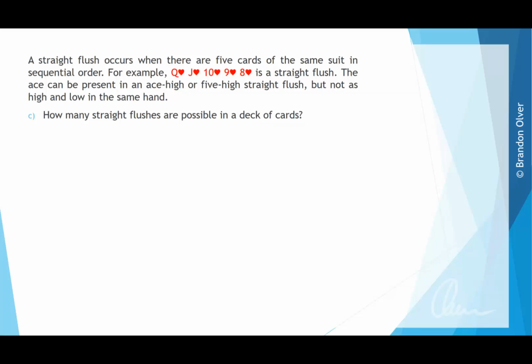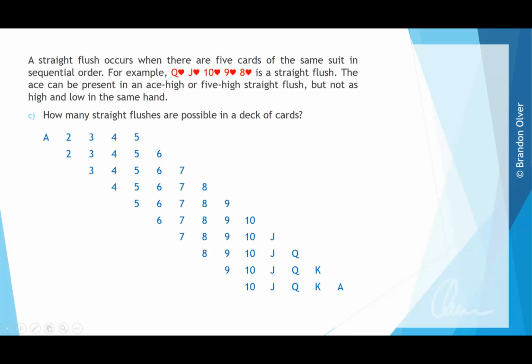For part C, we're asked how many straight flushes are possible in a deck of cards. So in this explanation, I've already gone through 2 possible straight flushes, and these are all possible ones represented here. So I've already mentioned Ace, 2, 3, 4 and 5, which is a 5 high straight flush, and it goes through 2, 3, 4, 5, 6, all the way up to the Royal flush, which is 10, Jack, Queen, King and Ace. If you count those up, there are 10 of those, and taking into account that there's 4 suits in a deck of cards, that means that there are 40 possible straight flushes that you can be dealt.